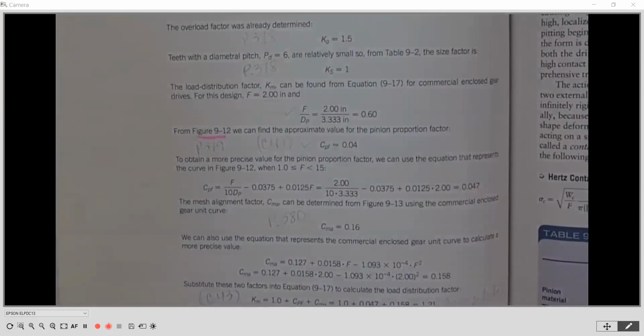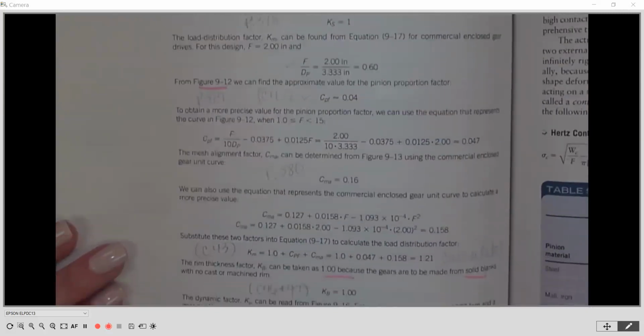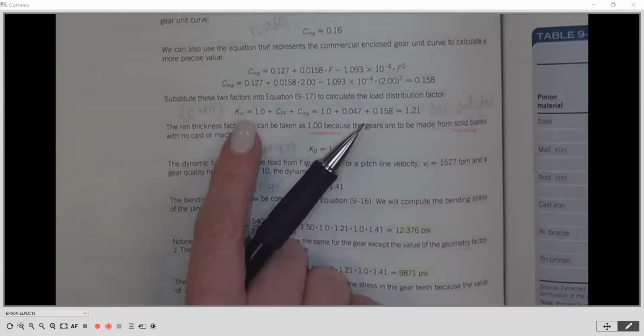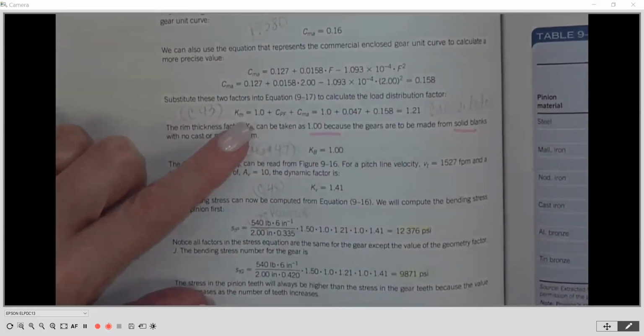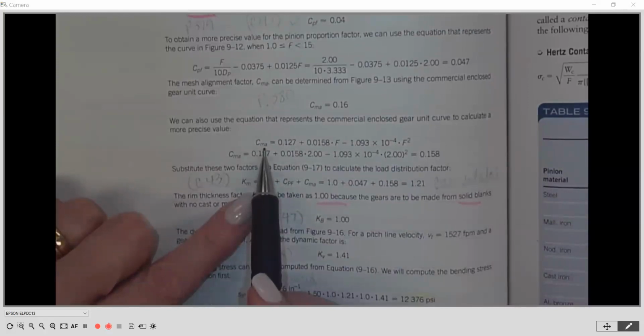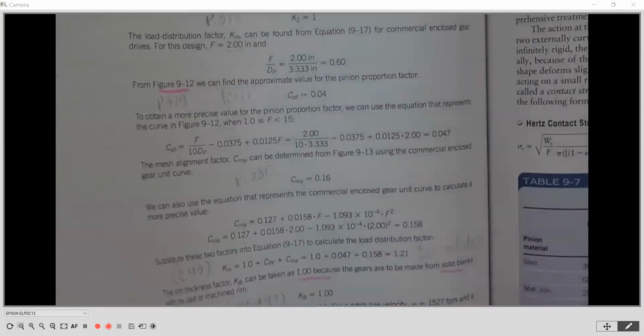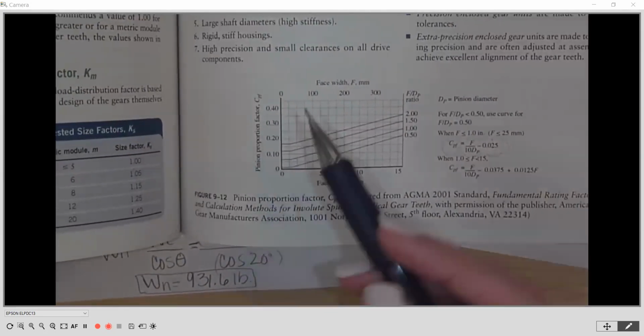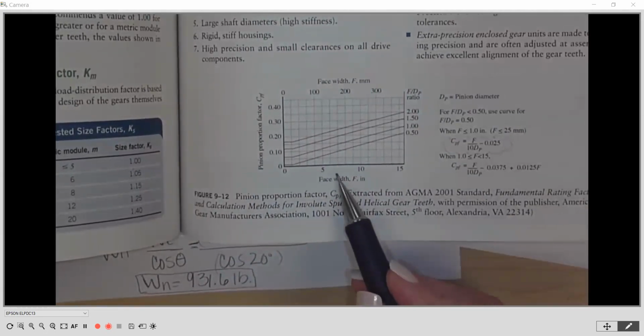Now, the next part they look at is ultimately going to be what we call our KM factor, the load distribution factor. To calculate our KM factor, we need two factors that we have to read off of charts: the CPF and the CMA. So we're going to go over to page 380. Oh, I'm sorry, on the bottom of page 379 is where it starts. Our CPF is at the bottom of page 379.